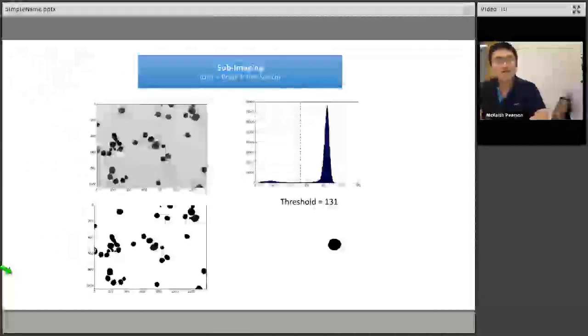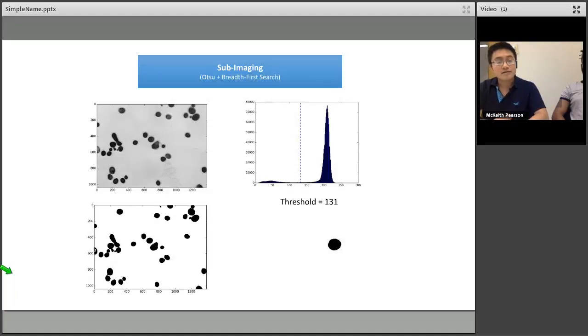Next, we use breadth first search, which is a mapping algorithm. What this does is it goes through the image and then finds all the black pixels and then clusters them. And then what you see on your bottom right is the output after breadth first search. And we do this throughout the image and extract each cell that we have.